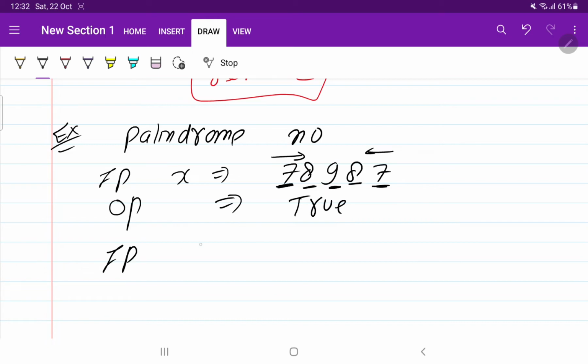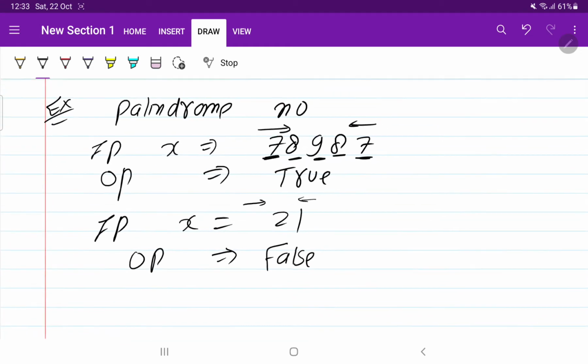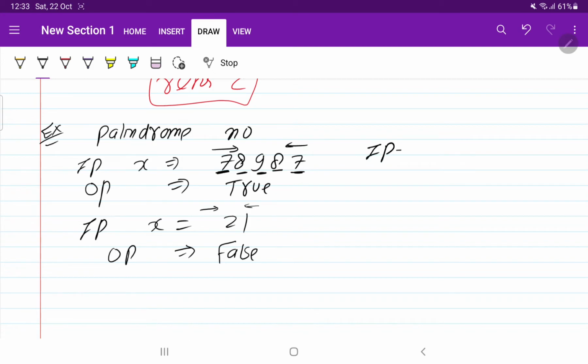Okay, suppose in the input, x is given to you as 21. So in output, what do you need to return? False. Because if you start from the ending and the first element, the letters are not the same, then you need to return false. And suppose in the input only one digit is given, 7.